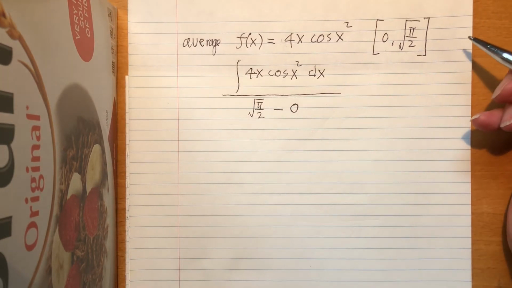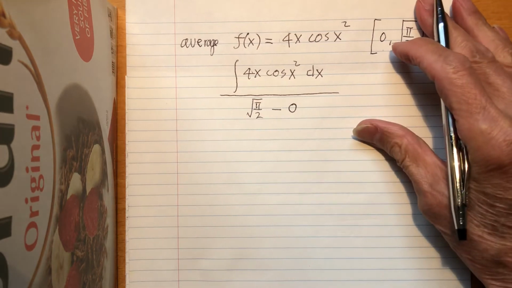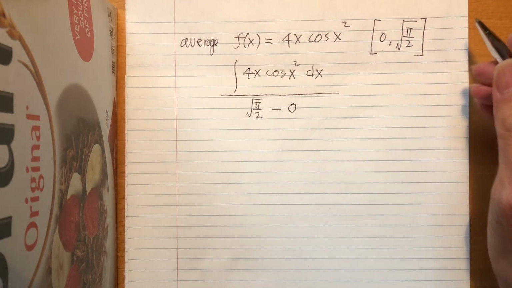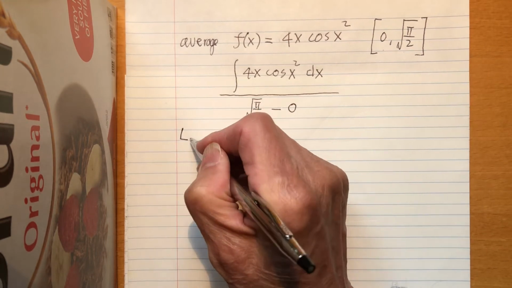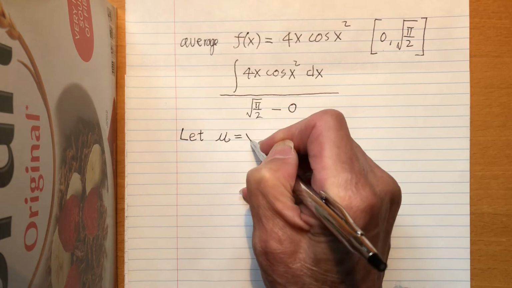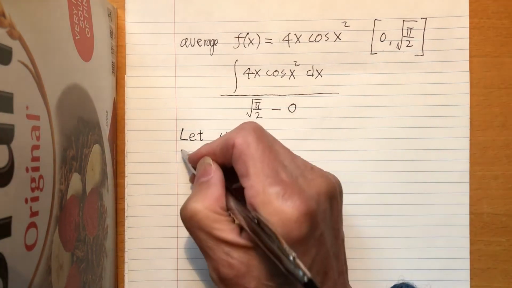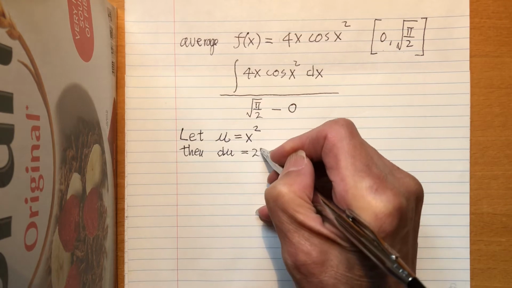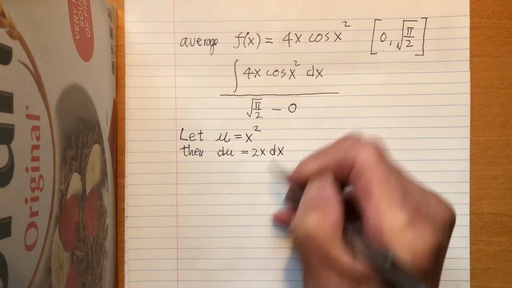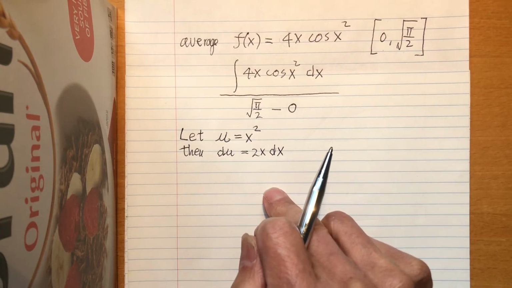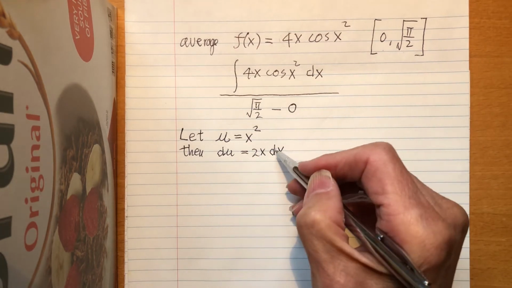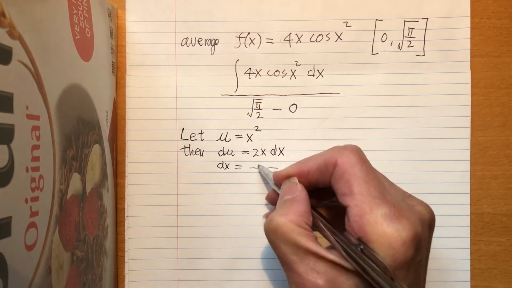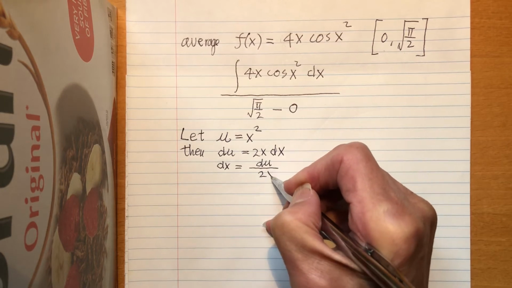There are two ways of doing it. One way, the usual way, is to use integration by substitution. Let u equal x squared. Then du is 2x dx. This is called a differential. Then from this, I find dx. dx is du divided by 2x.